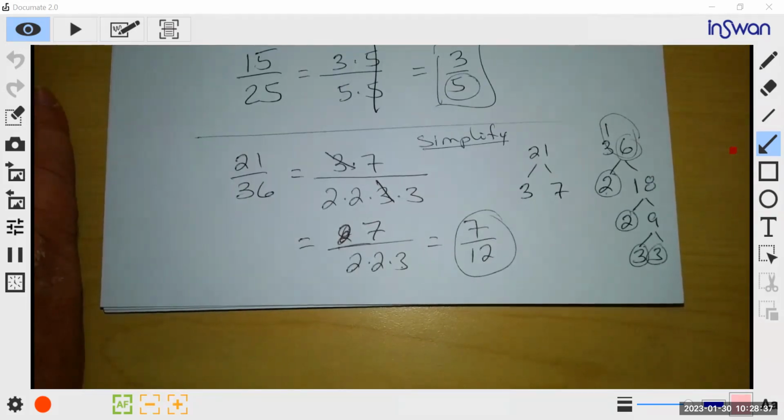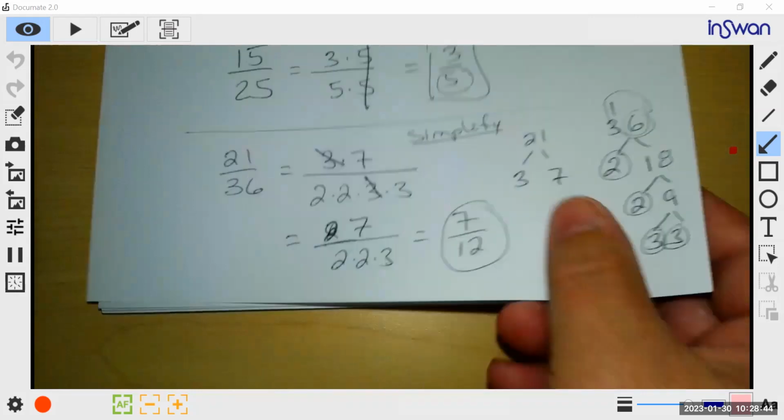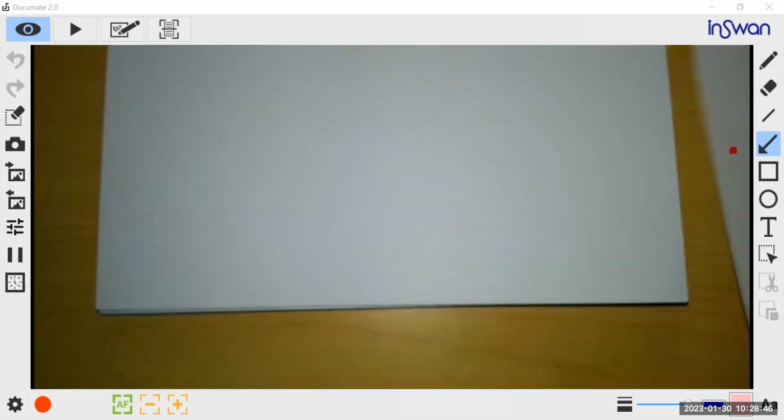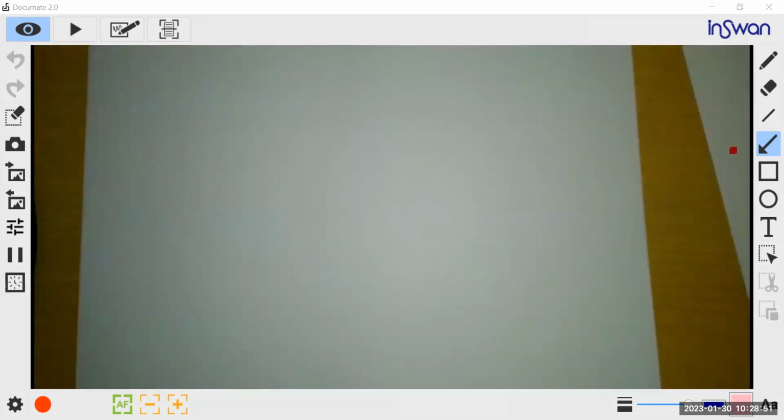Multiplying fractions. I'll wait. I'll pick at the end.